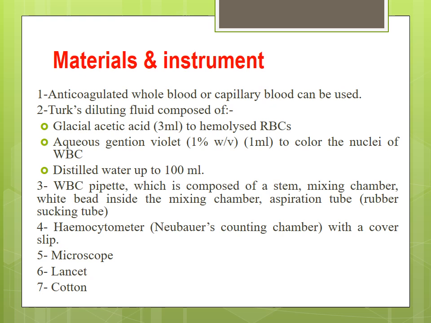Number 3, white cell pipette, which is composed of a stem, a mixing chamber with a white bead inside the mixing chamber, and an aspiration tube, which is a rubber sucking tube that I will attach to the white pipette to draw the blood through it. Number 4, the hemocytometer, Neubauer counting chamber with a cover slip, microscope, lancet and cotton.